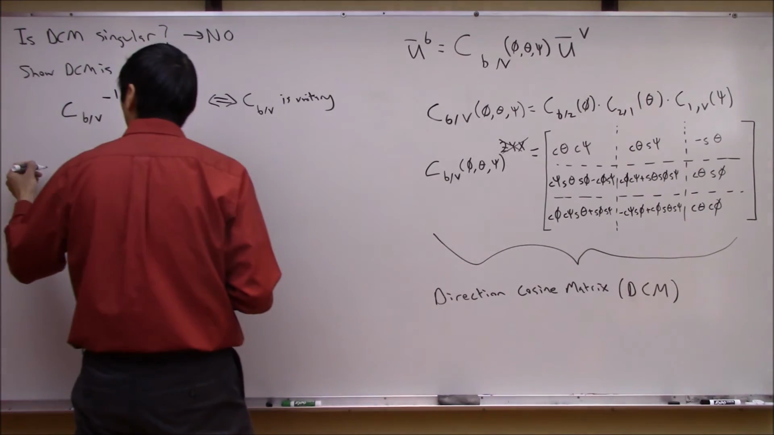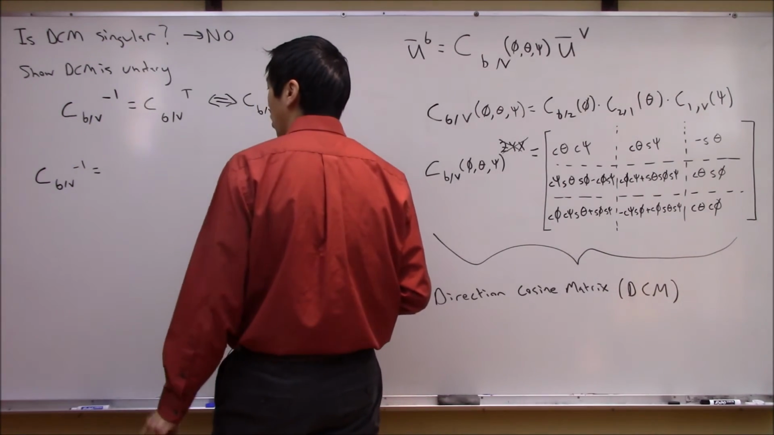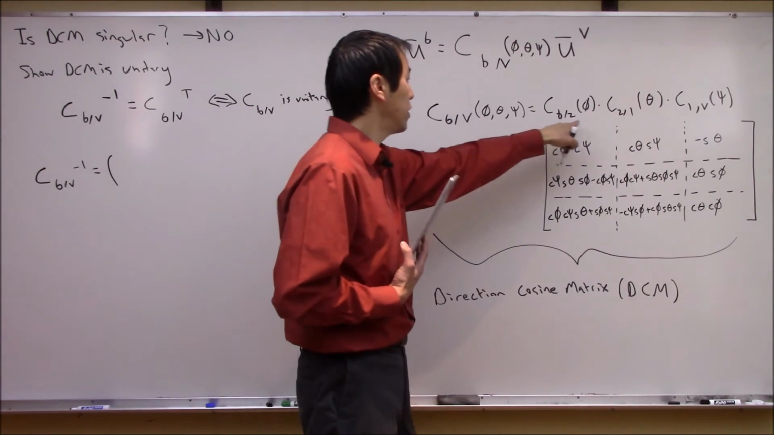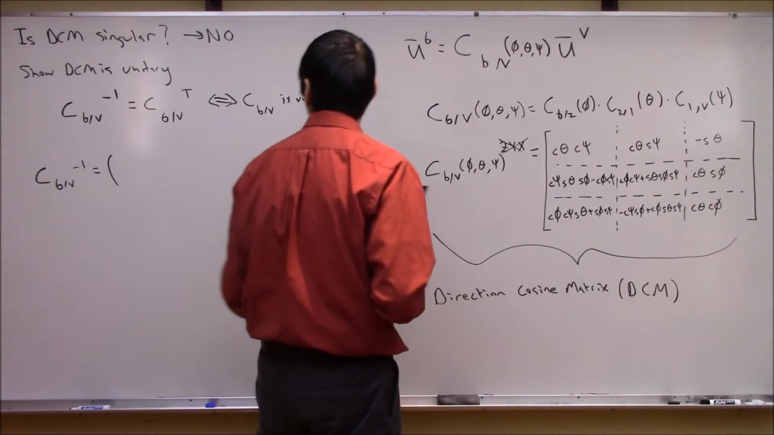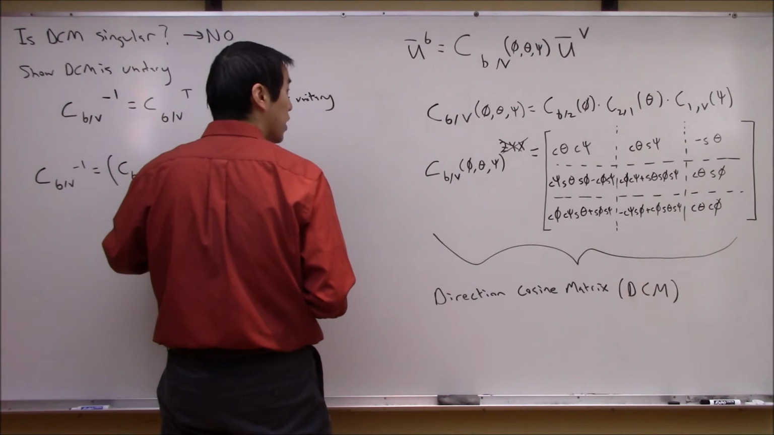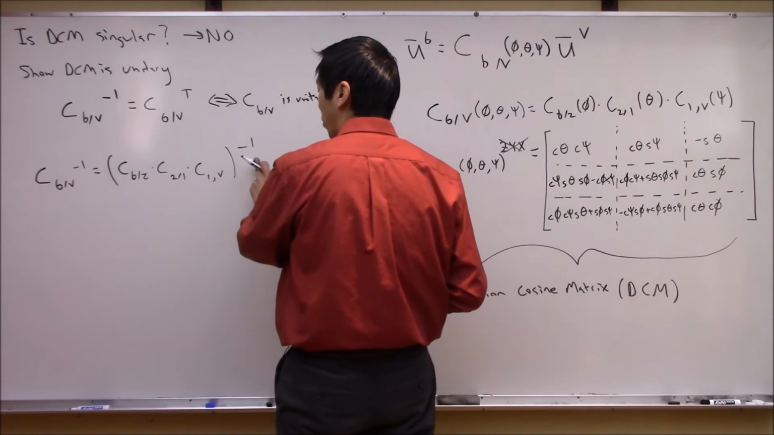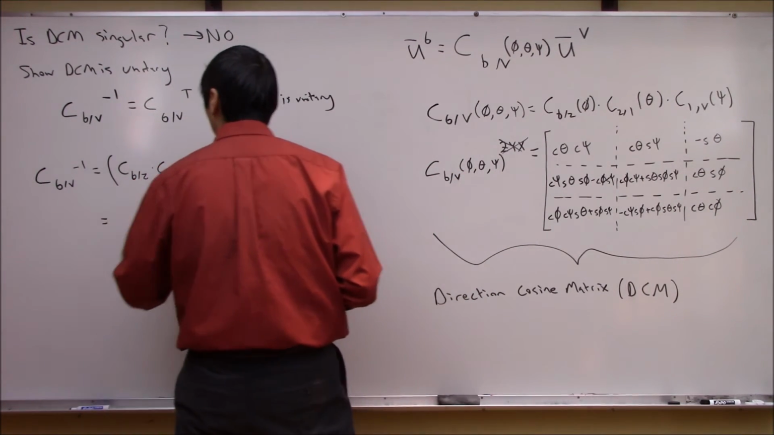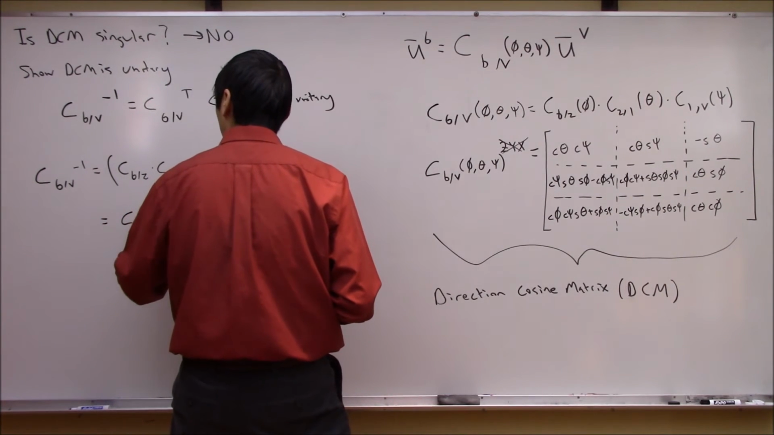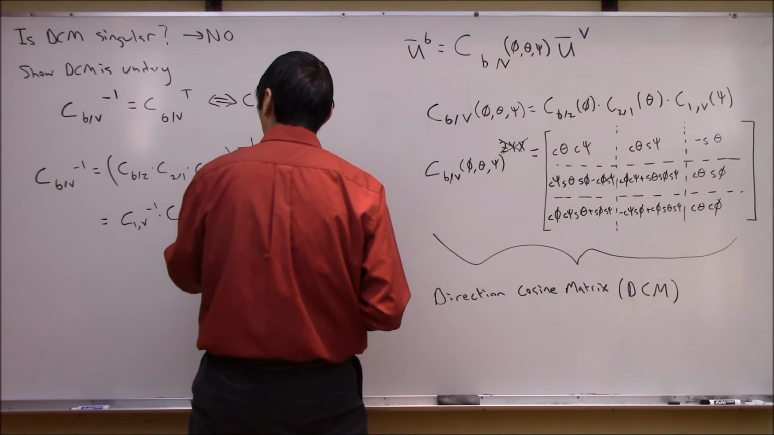So let's see. Can I compute what is CBV inverse? Well, this thing, let's expand. What is CBV? We have it right here. CBV is the product of three other rotation matrices. So it's CB2 times C21 times C1V, right? Okay, inverse. If you remember the property of inverses, I can distribute this inverse through by just flipping the order of this. So I end up with C1V inverse times C21 inverse times CB2 inverse.